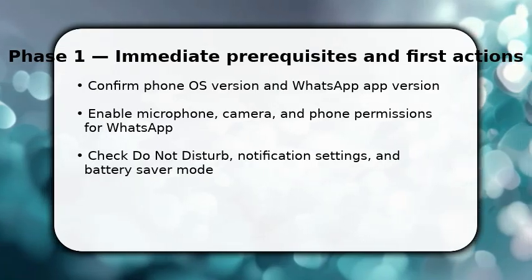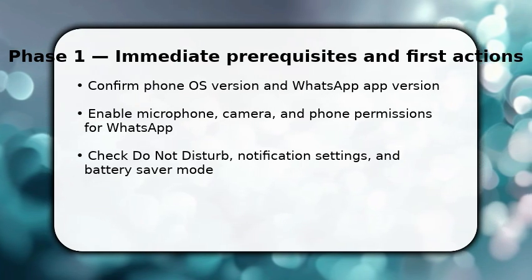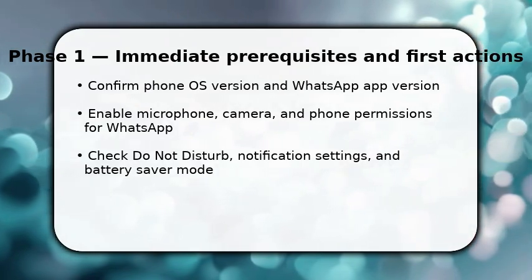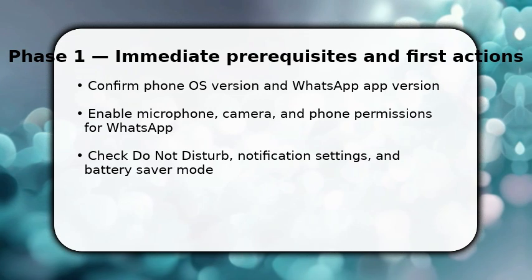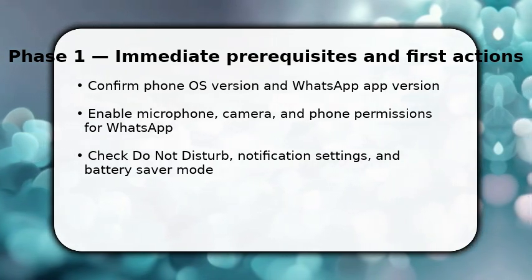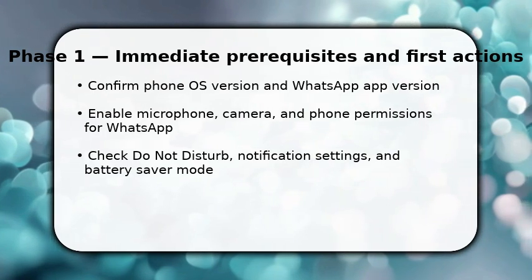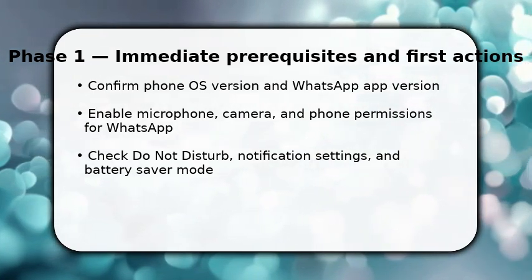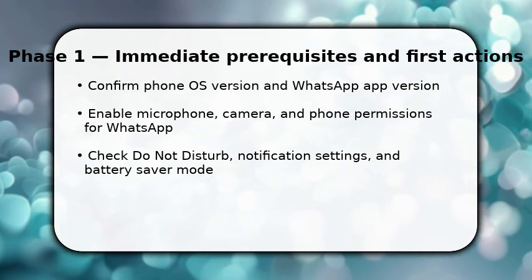You start by confirming prerequisites. Make sure your phone and WhatsApp are updated and that notifications are allowed. Next, open Settings, tap Apps, choose WhatsApp, and verify permissions for calls, microphone, and camera, because missing permissions stop the incoming call UI from launching.